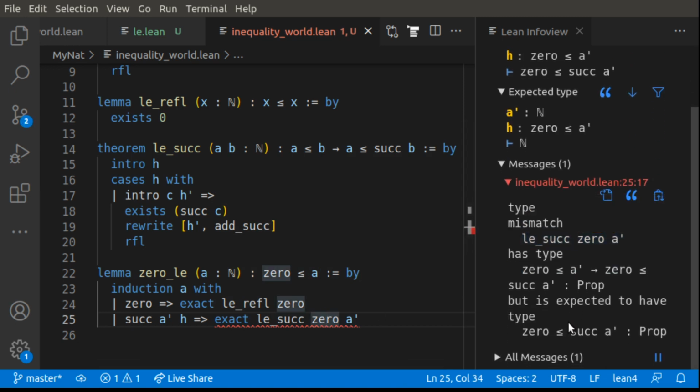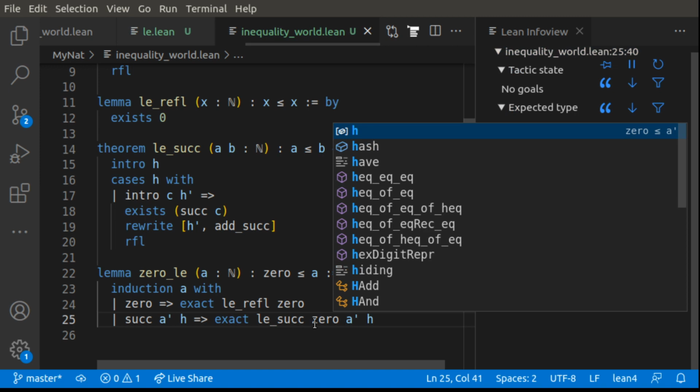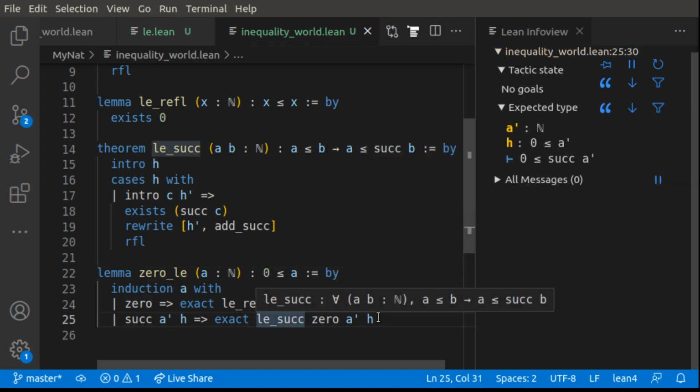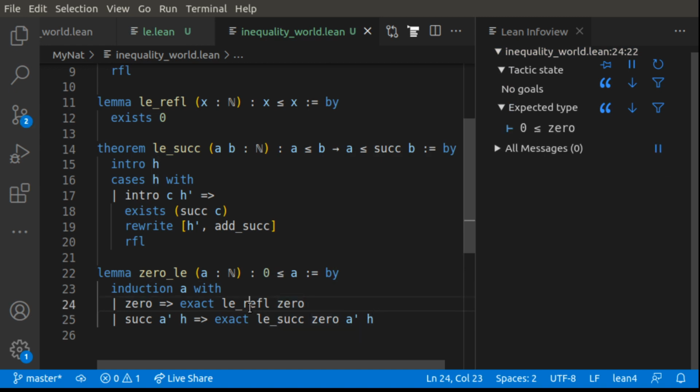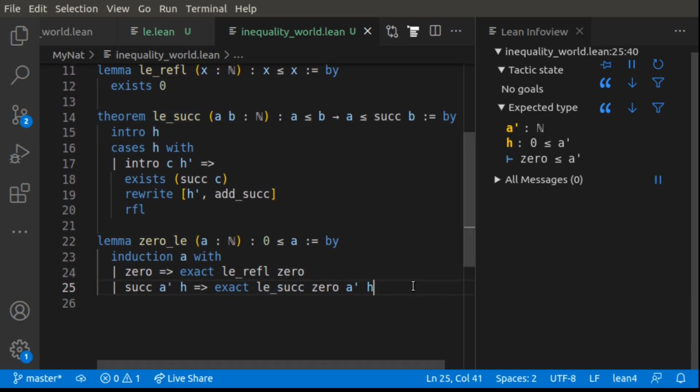Let's see. Oh, we need h. Okay, I forgot to pass in h as well. Okay, that's actually really nifty. We just use less than reflexive here, and we use less than successor here with our inductive hypothesis on A. Great. That wasn't too bad.